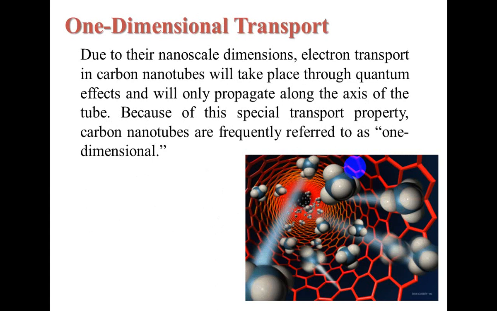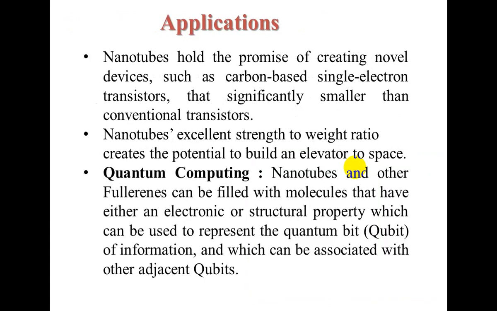One-dimensional transport. Due to their nanoscale dimensions, electron transport in carbon nanotubes takes place through quantum effects and will only propagate along the axis of the tube. Because of this special transport property, carbon nanotubes are frequently referred to as one-dimensional. As we have discussed in this chapter, the merits and demerits finally decide their application, which we are going to discuss. Application 1.